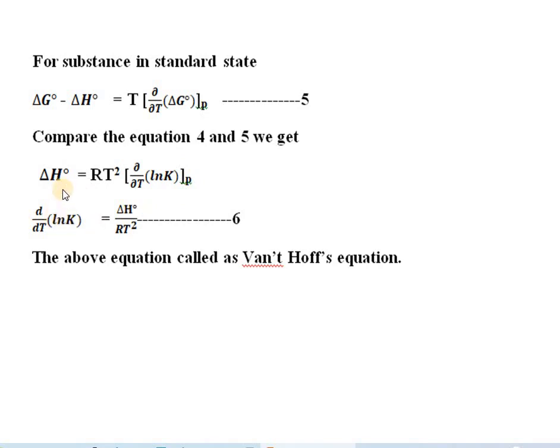But you know that del by del T of ln K is equal to what? Rearranging this equation, del by del T of ln K is equal to delta H0 divided by RT square, equation 6. Then this equation is called the Van't Hoff equation.